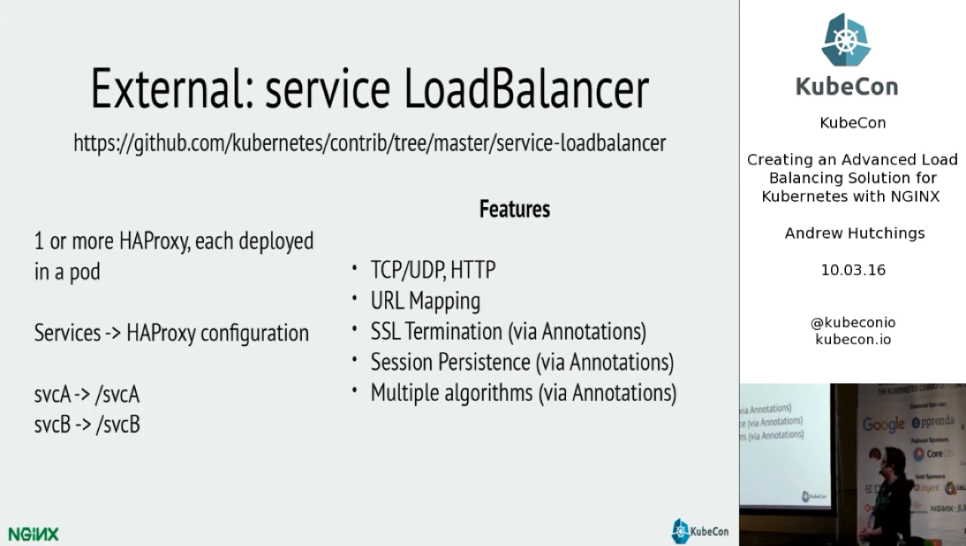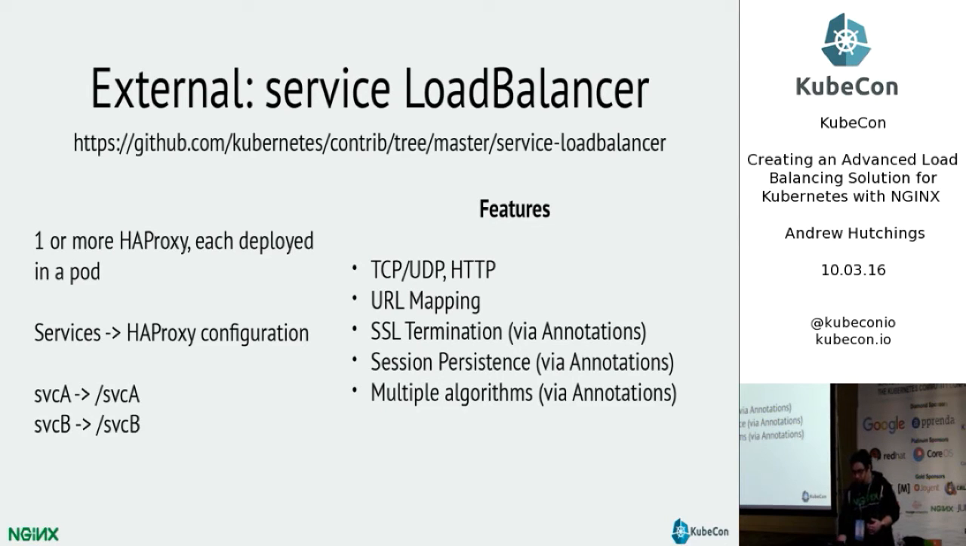So next up is service load balancer. This is in the contrib repository for Kubernetes. It's an HAProxy-based load balancer service that spins up pods and configures them appropriately. You can do TCP, UDP, URL mapping, SSL termination, session persistence, and various algorithms, which you could do via annotations in the YAML configuration file. And you can see here that you would map it so that your service A goes to /service A, your service B goes to /service B, and so on, on the URL paths.